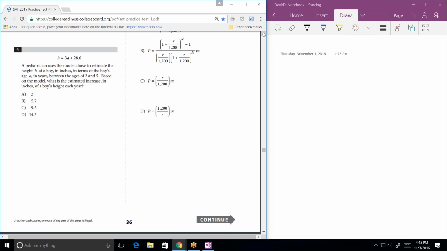Okay. 6. A pediatrician used the model above to estimate the height of a boy between the ages of 2 and 5. Based on the model, what is the estimated increase in inches of the boy's height each year? Is it A, 3 inches a year? Yeah, the slope is what they're saying. In other words, the rise over the run is how much he grows each year, and the run is per year, 1 year.